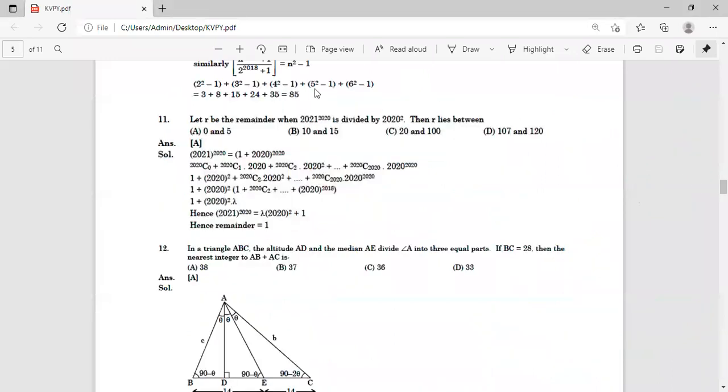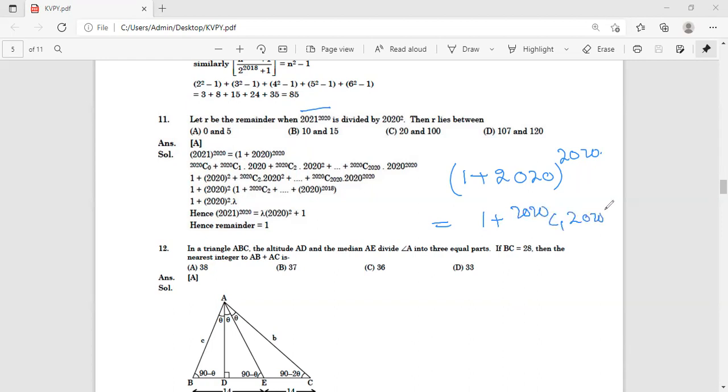So R is the remainder when 2021 raised to power 2020 is divided by 2020 square. So these kind of questions are direct questions coming from binomial theorem. You know, 1 plus 2020 raised to power 2020. So what is the binomial expansion of this? 2020 C0 plus 2020 C1 into 2020 plus 2020 C2 into 2020 square. Like this, you will get a binomial expansion of this.